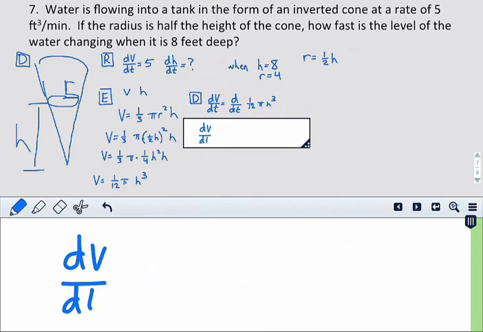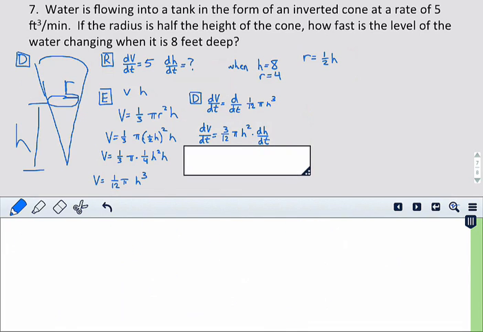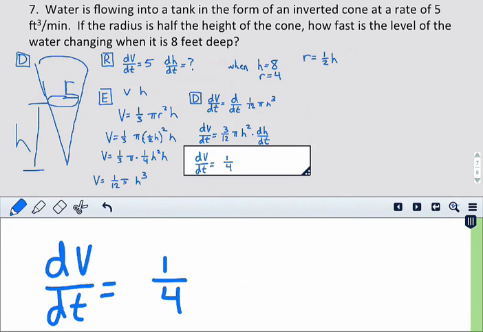So dV over dt, we have a constant multiple 1/12 and the power rule, so we actually have 3/12 pi h squared times the derivative of h with respect to t, so dh dt. And of course the 3/12 can simplify, so we'll get dV over dt equals 1/4 pi h squared dh dt.